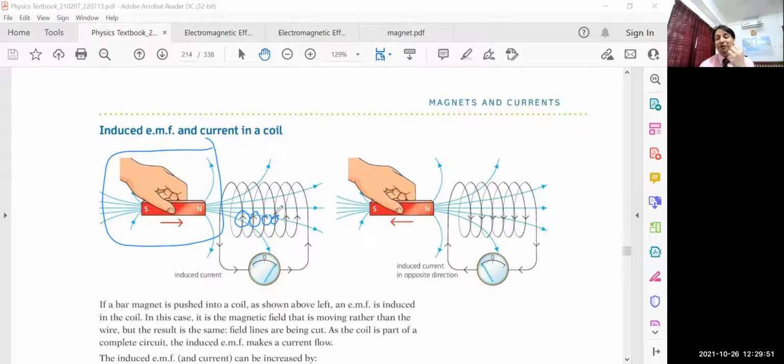Remember what law is helping you? Lenz's law will help you to find out the direction of this current. And how? Let me explain. The meaning is simple, that it will oppose. The magnet is moving towards the coil. More and more magnetic field lines are crossing this coil. Now, Lenz states that it will automatically create a current in such a way that it can oppose. So, let me use the red pencil.